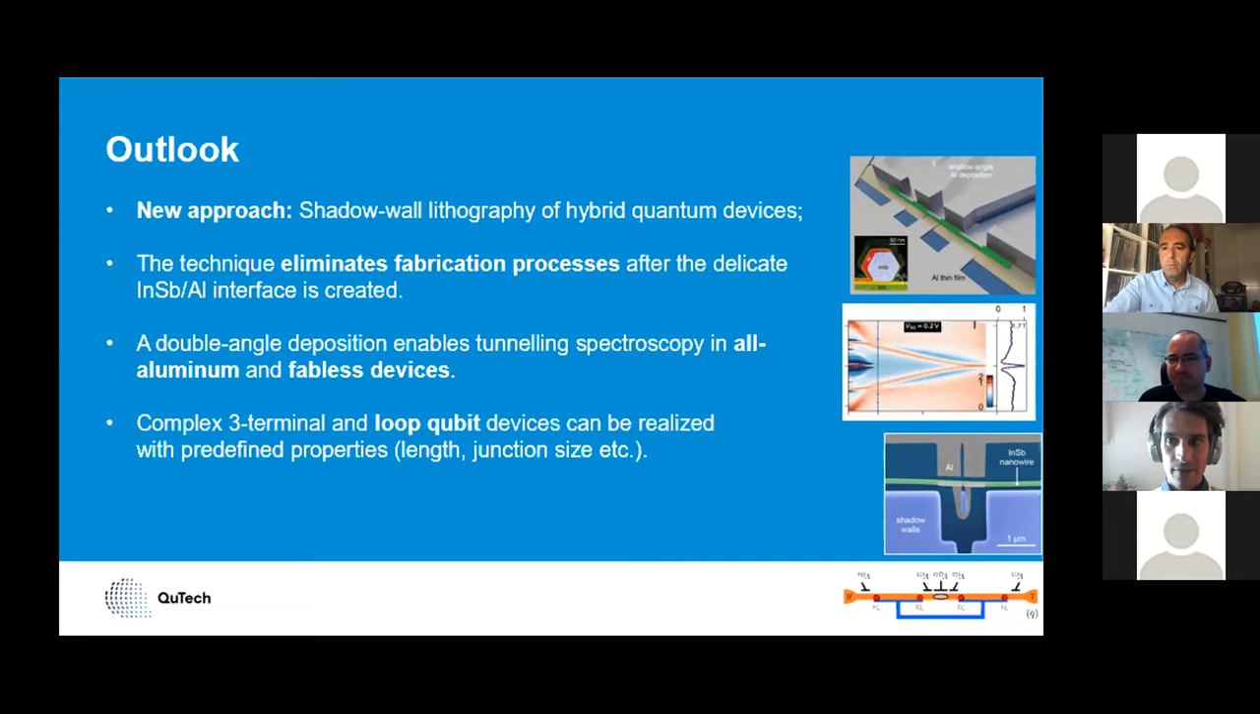Thank you very much for the nice talk. My question is, can you measure the induced gap as a function of the thickness of the aluminium?